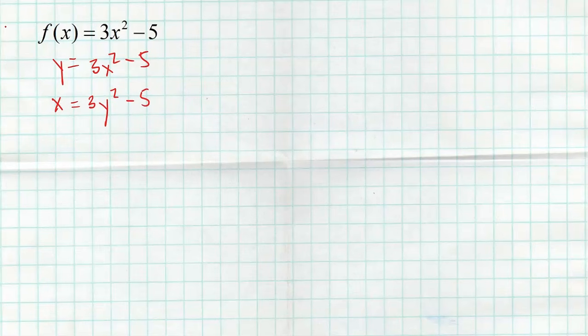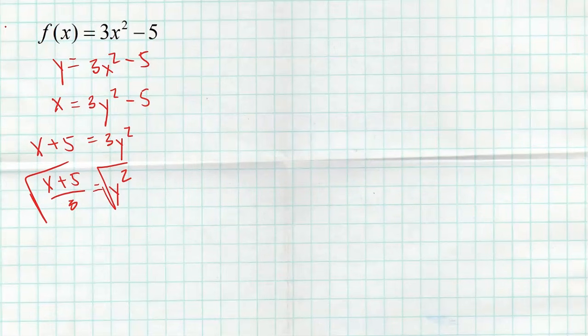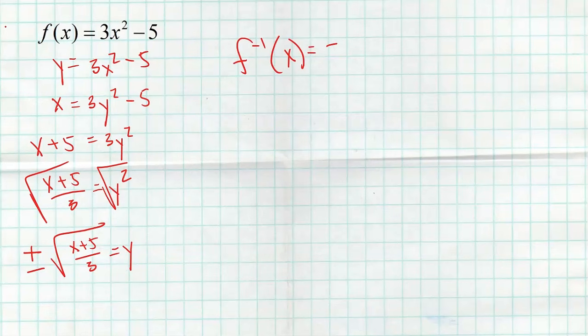And now I'm going to solve for that new y. So I'm going to add 5. Divide by 3. And how do you get rid of a square? Well, you take a square root. But remember, when you take a square root, you need a positive or a negative. Okay, now that I have solved for y, I'm going to label that new function as my inverse function. So the inverse function is plus or minus the square root of x plus 5 divided by 3.